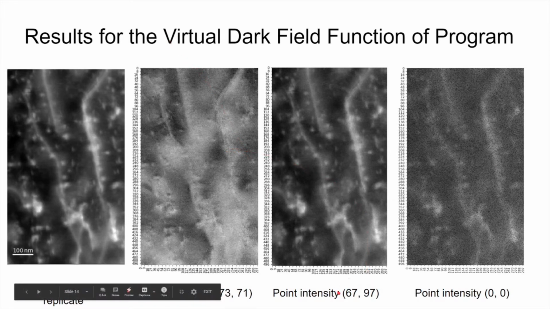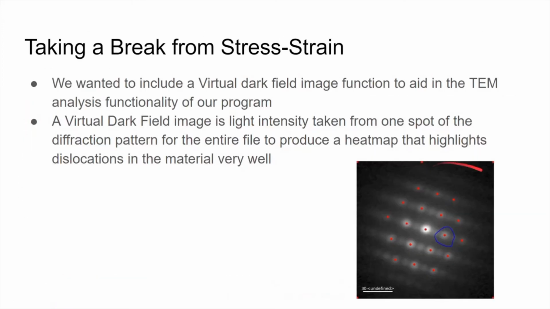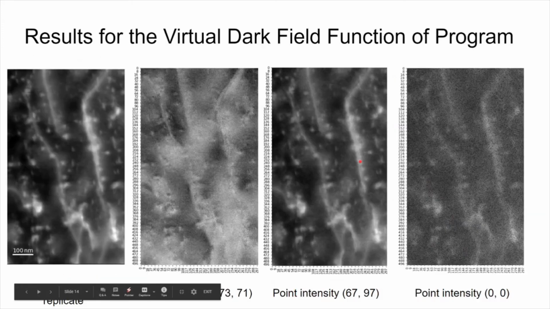This is a random point that we took, 6797, and as you can see, it very closely resembles the output of the commercial software. And this point 00 was just a test in the darkest part of the diffraction pattern right here, to see if it could pick out any dislocations present, and it actually could.